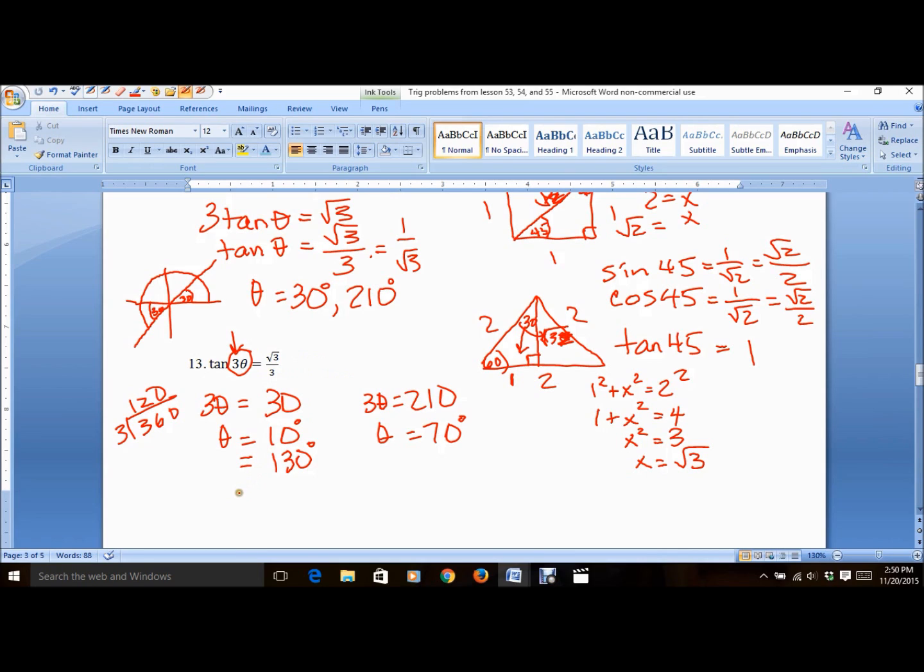So I can spin around again and add another 120, and I will end up with 250 for theta, and that makes 3 theta 750, which is also going to give you square root of 3 over 3, because you're right back in the first quadrant at that 30-degree angle. If I spin around again, it would be 370, and that's too much because I want to stay between 0 and 360. I can add 120 to the 70 2 times also, so 70 plus 120 is 190, and then 190 plus 120 is 210.